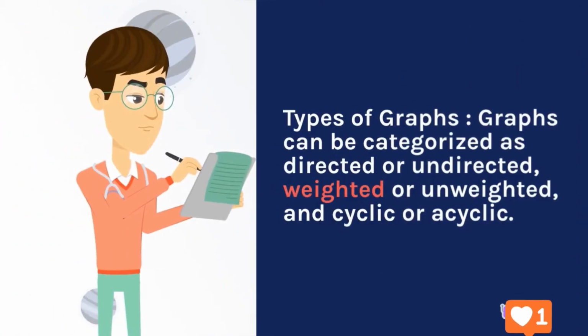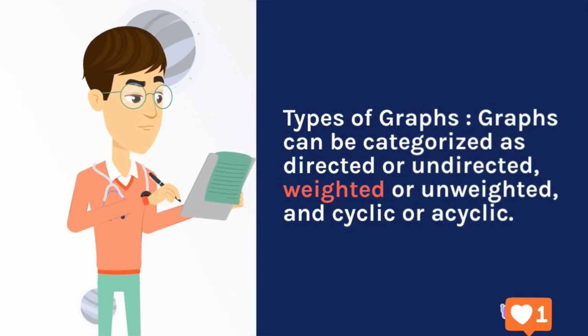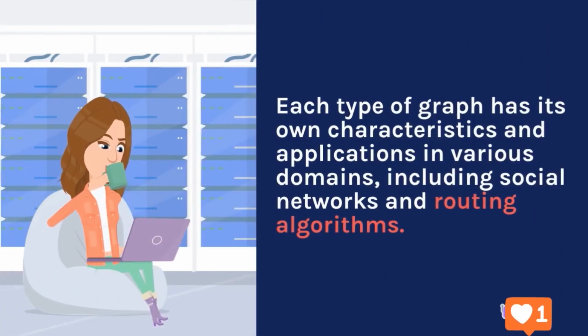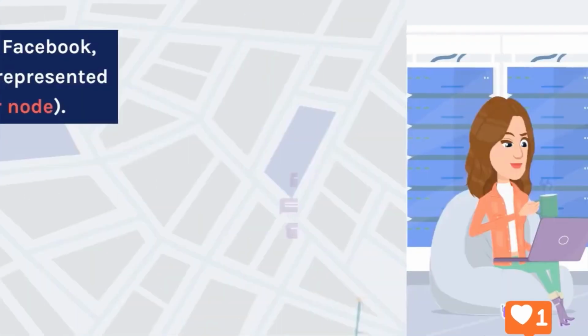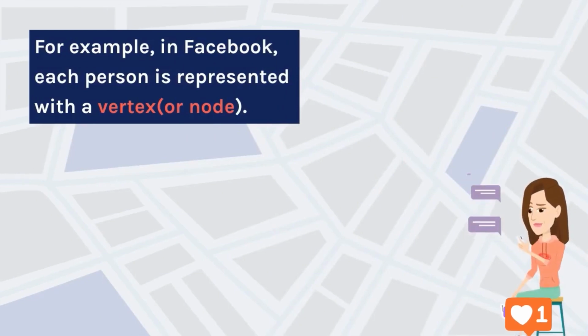Types of graphs. Graphs can be categorized as directed or undirected, weighted or unweighted, and cyclic or acyclic. Each type of graph has its own characteristics and applications in various domains, including social networks and routing algorithms. For example, in Facebook, each person is represented with a vertex or node.